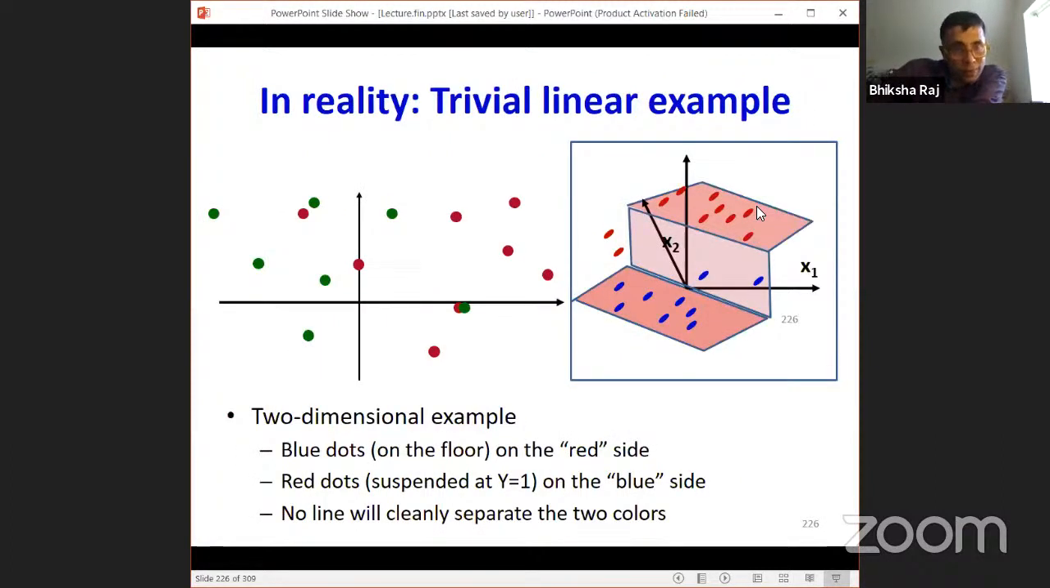But then in reality, you're never going to get linearly separable classes. What you will find is classes that are somewhat separable, but you're going to get some noise. For example, you might find a red dot in the blue region, and a green dot in the red region. So basically you have some red dots suspended over the minus one class, some blue dots on the floor near the plus one class. And so now there is no hyperplane that cleanly separates the two classes. In this case, the perceptron learning rule is no longer going to work.